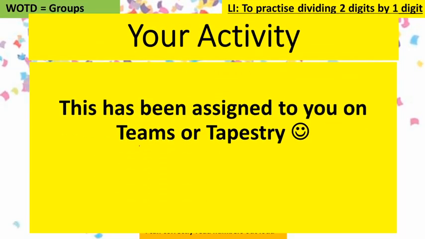Okay, so your activity is on Teams and Tapestry. Have a go at that. If you get stuck, maybe try a different method. You might like using the place value columns with the counters. Instead of counters, you can use dots. That's what I tend to do. If you don't like that method, you can use the bus stop method and your times table knowledge.